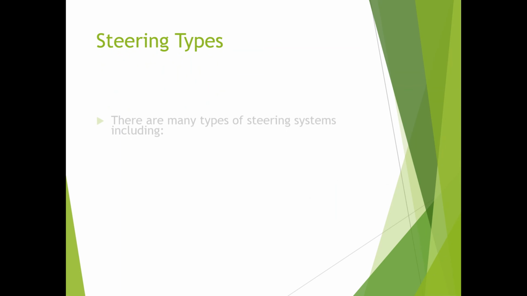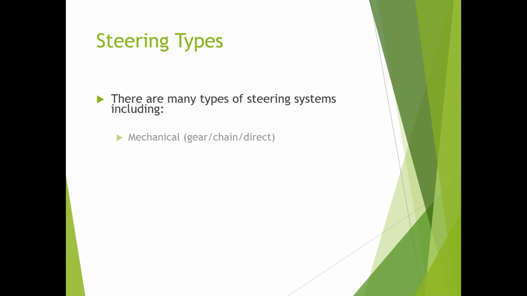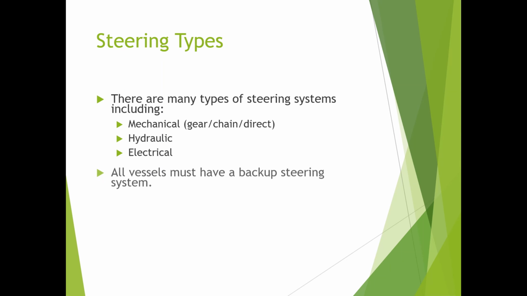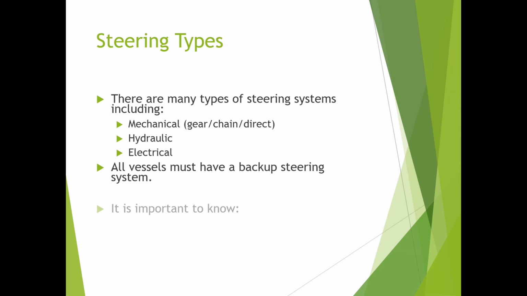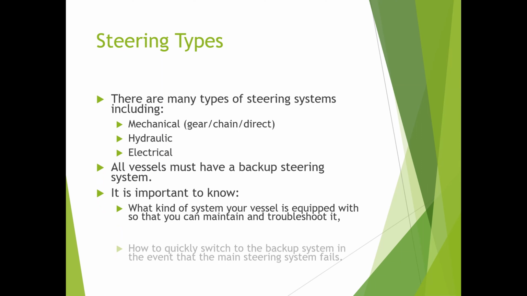Steering systems. Steering types. There are many types of steering systems, including mechanical, by gear, chain or direct, hydraulic or electrical. All vessels must have a backup steering system. It is important to know what kind of system your vessel is equipped with so that you can maintain and troubleshoot it, and how to quickly switch to the backup system in the event that the main steering system fails.